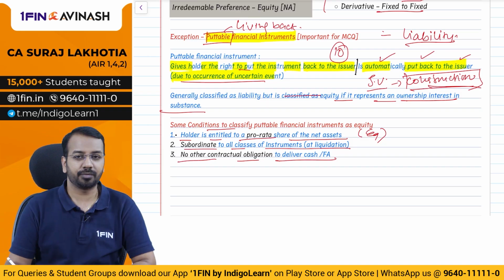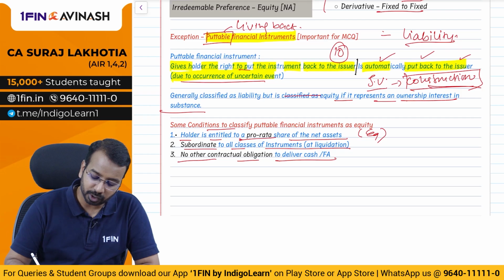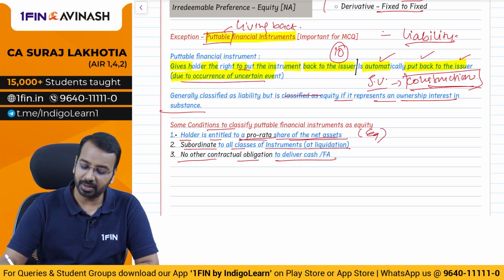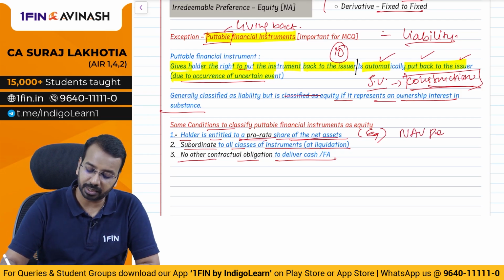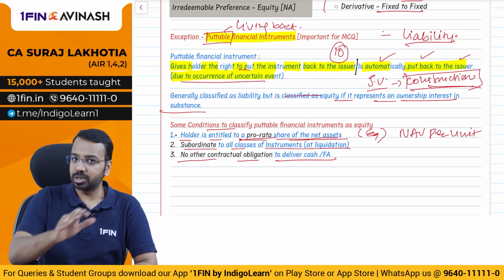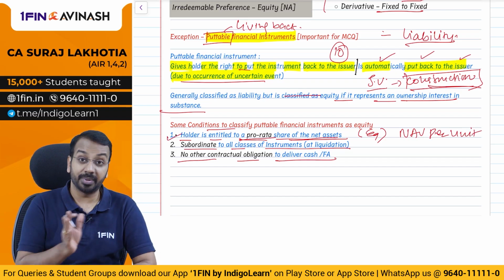Now think of that unit of the mutual fund. Is the holder entitled to a pro rata share of net assets? Yes, we will get the NAV per unit. If today the mutual fund closes down, these unit holders will be paid last.